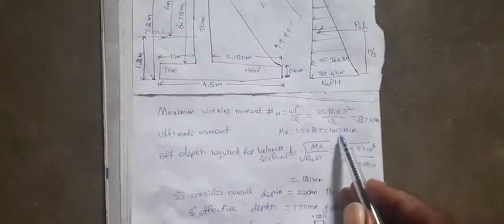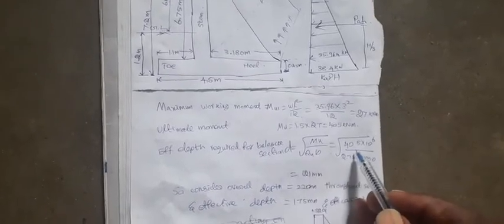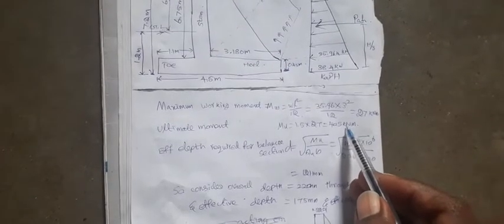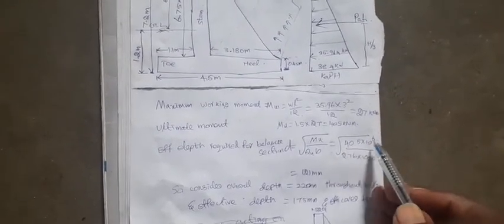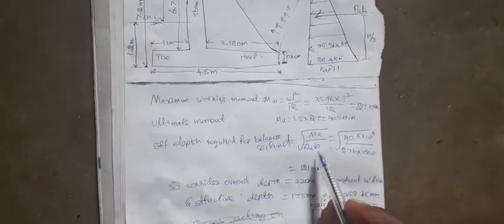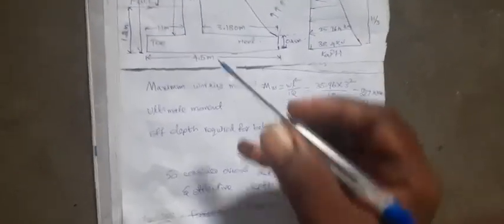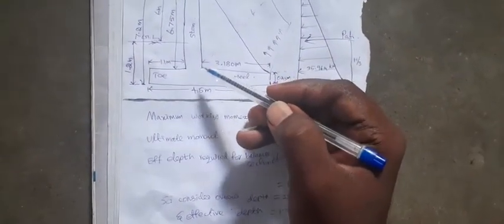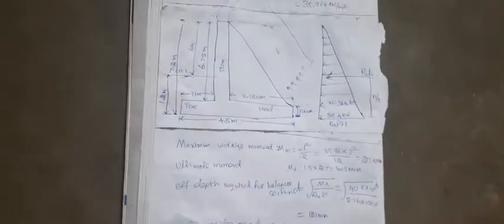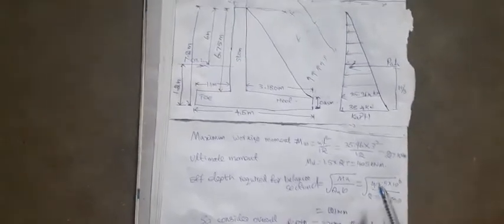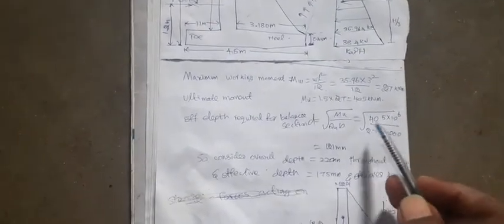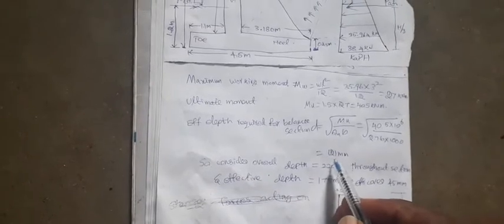So Mu is 40.5 kilonewton meter. So 40.5 into 10 power 6, for kilonewton to Newton 10 power 3, meter to mm 10 power 3, so 10 power 6. Then B is nothing but the length. Here the total overall length is 3 meter, but we should always design for every 1 meter. So we provide a unit length of 1 meter, so it is 1000 mm. So by solving these values, its value is given as 120 mm.